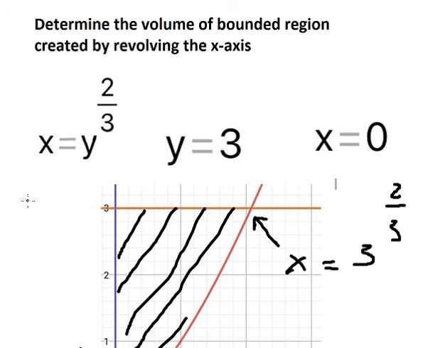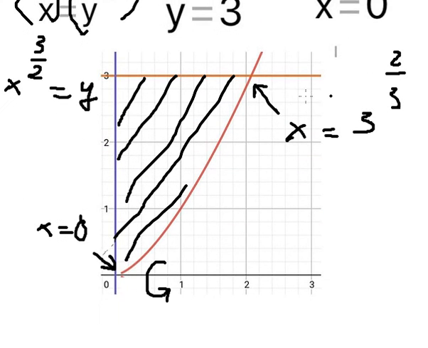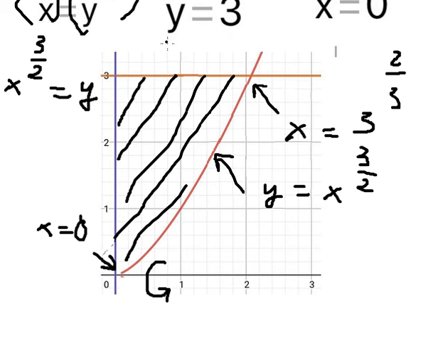Now about this one, we put 3 over 2 for both sides. That means we put the power 3 over 2 for both sides. And we have x to the power of 3 over 2 equals y. Now, if we look carefully on the graph, this is y equals x to the power of 3 over 2. This one is y equals number 3.